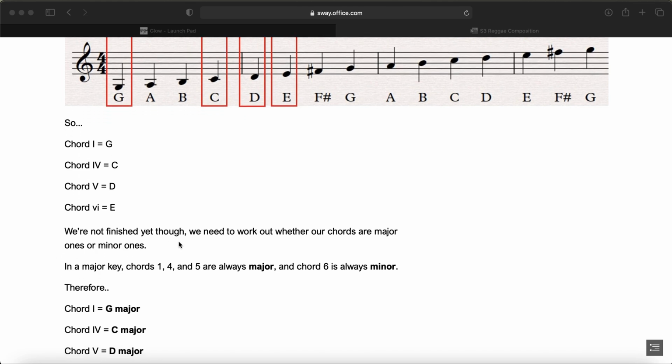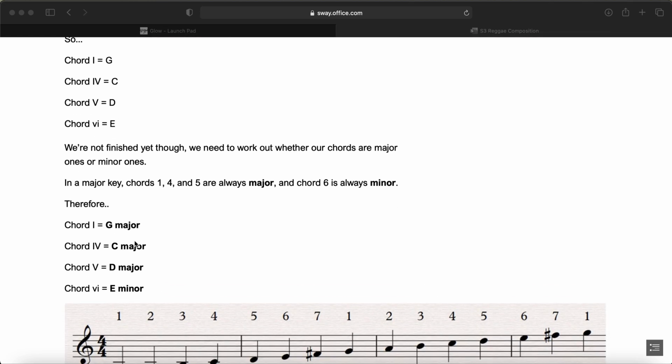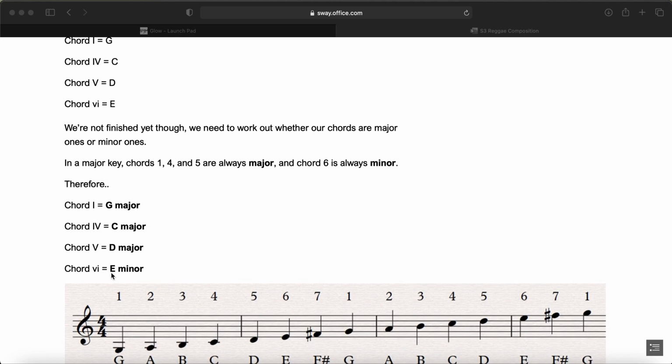We're not finished yet though. We need to work out whether our chords are major ones or minor ones. Remember, major chords, if you play them, sound bright and happy. Minor chords sound sad or serious. In a major key, chords 1, 4 and 5 are always major, and chord 6 is always minor. Therefore, chord 1 is G major, chord 4 is C major, chord 5 is D major, and chord 6 is E minor.